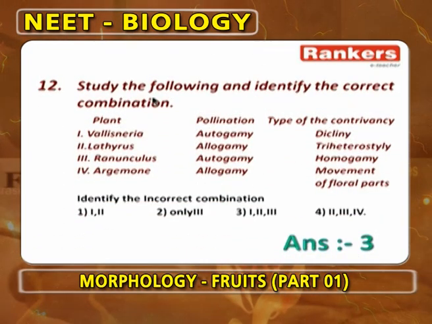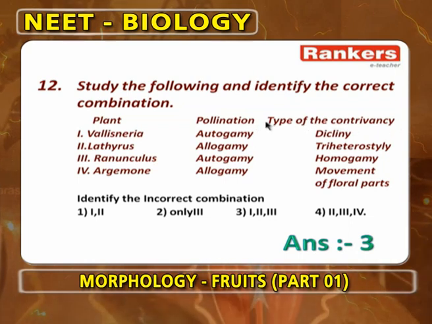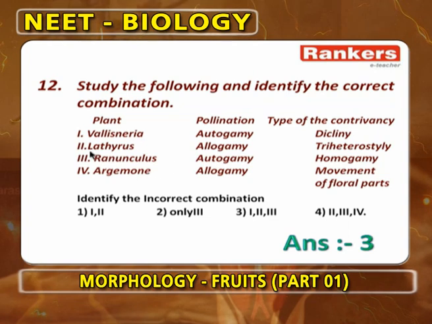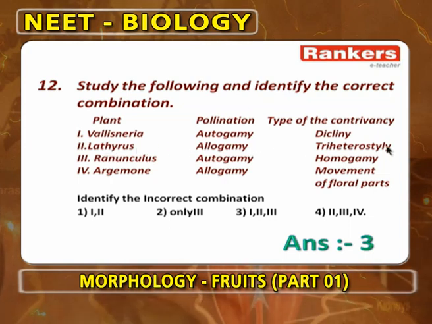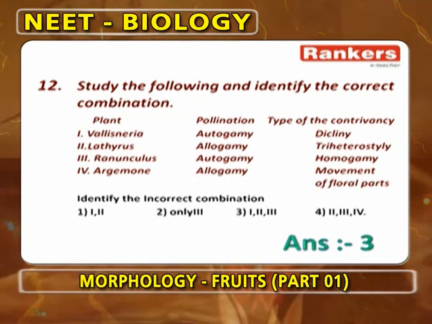This is a 3-column tabular form. Study the following and identify the correct combination. Plant, pollination, type of contrivance. Vallisneria, autogamy, dicliny. Here you have to identify the correct combinations. Lythrum, allogamy, triheterostyly is correct. So the answer is 1, 2, 3. Ranunculus, autogamy, homogamy. In Caltha and Ranunculus, homogamy always takes place. Argemone, allogamy, movement of floral parts. So that is wrong. So 1, 2, 3 are correct.